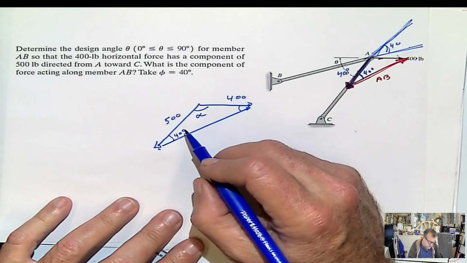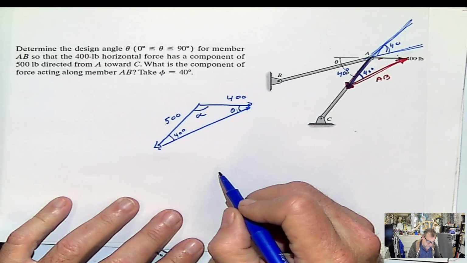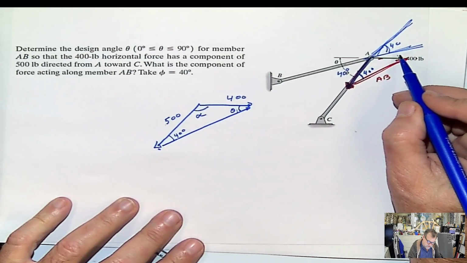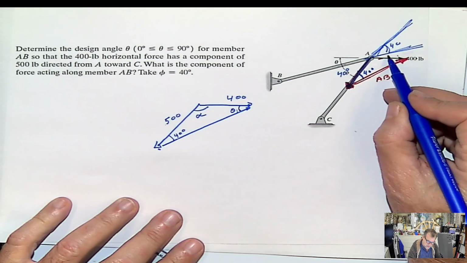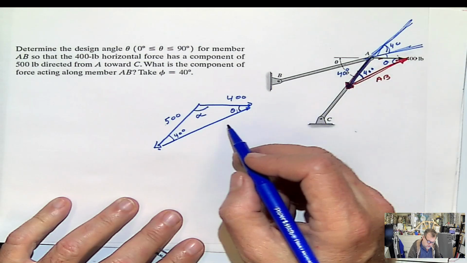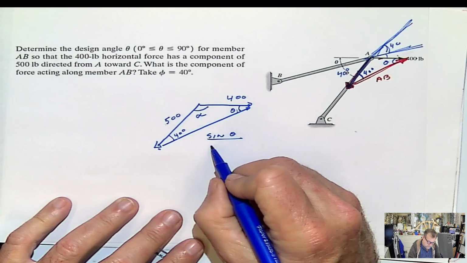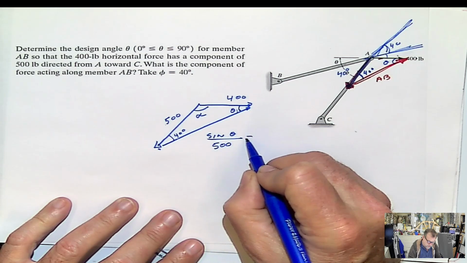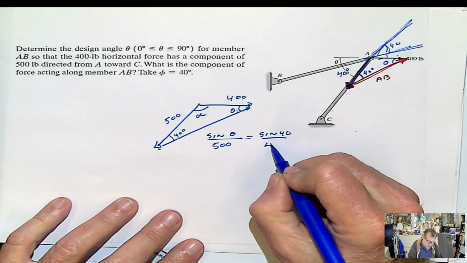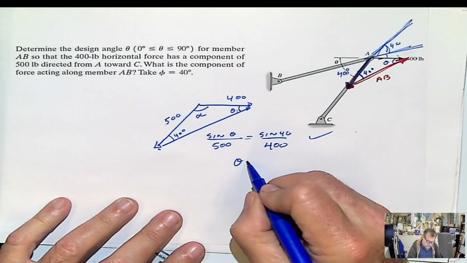So I can say, actually this angle here is going to be theta, if I do it like that, because you have the same situation again. This line, this is theta here. So I can do it immediately like that. I can say sine of theta divided by 500, law of sines, has to be equal to sine of 40 divided by 400. And from here I can calculate the angle theta.